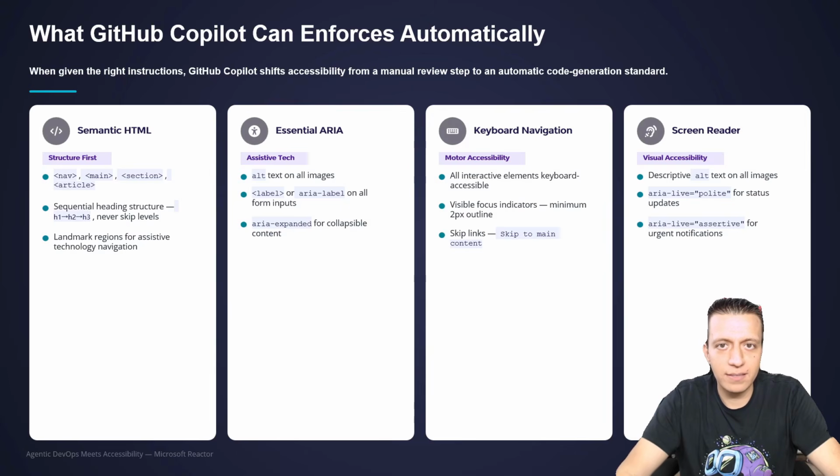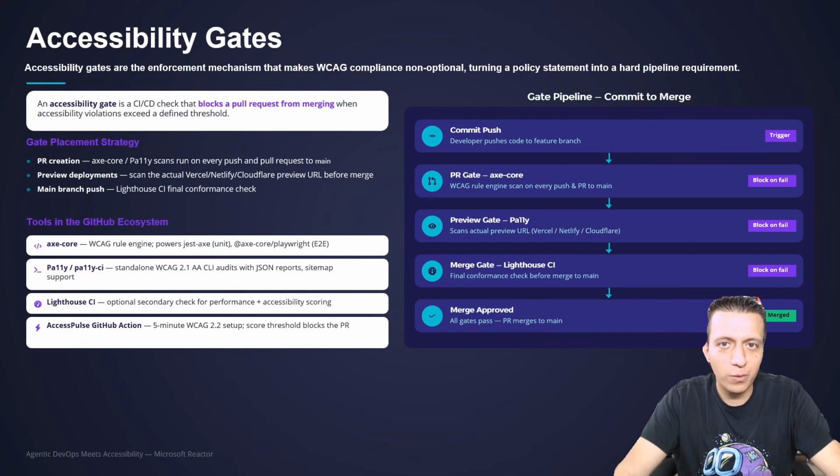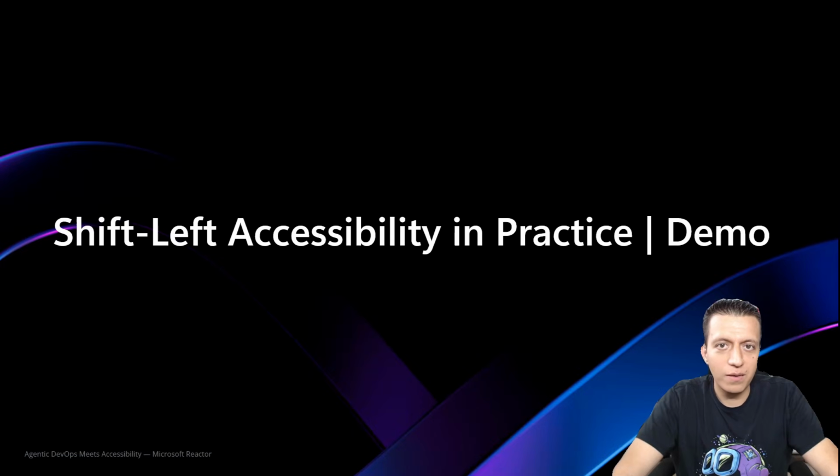In today's demo, we're going to explore what accessibility gates we can use in our existing DevOps practices to make sure that we will block all the pull requests that may have accessibility violations that exceed a defined threshold. This will make sure that we will have all the right tools and process as part of our CI/CD to enforce this compliance. So now let's jump on the demo and let's see how we can shift left accessibility in practice.